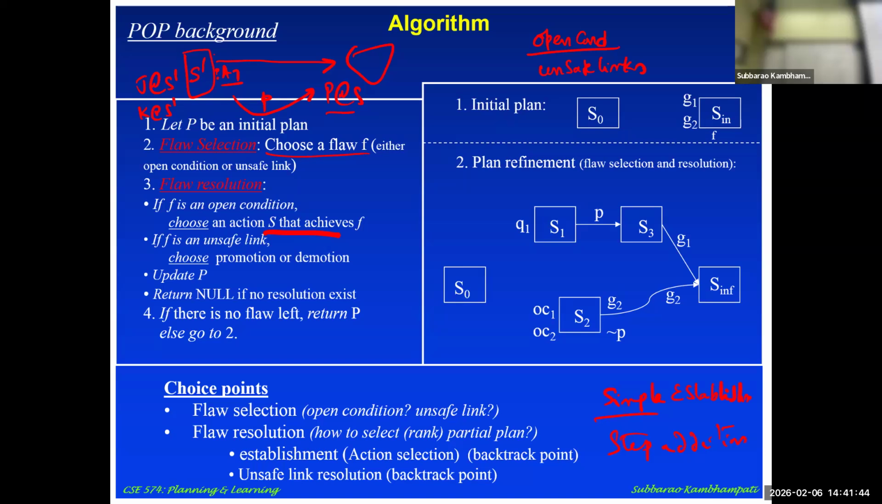So for an open condition, you have to consider simple establishment and step addition. For an unsafe link, you have to consider promotion and demotion. And if you're doing an actual search, you have to have a branch for each of them.